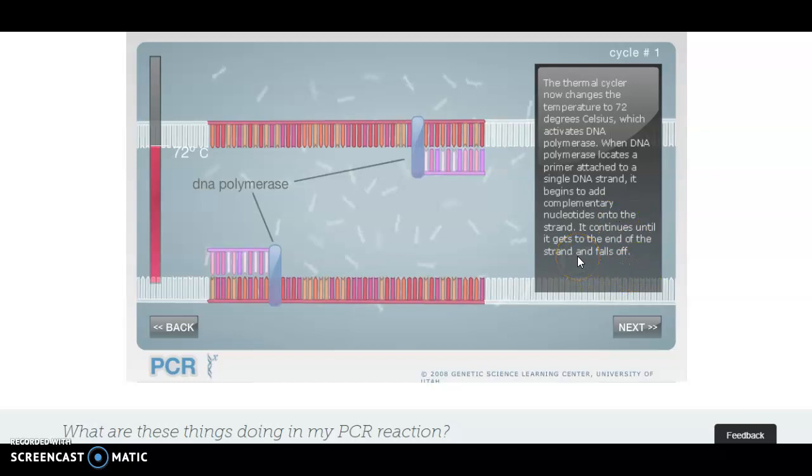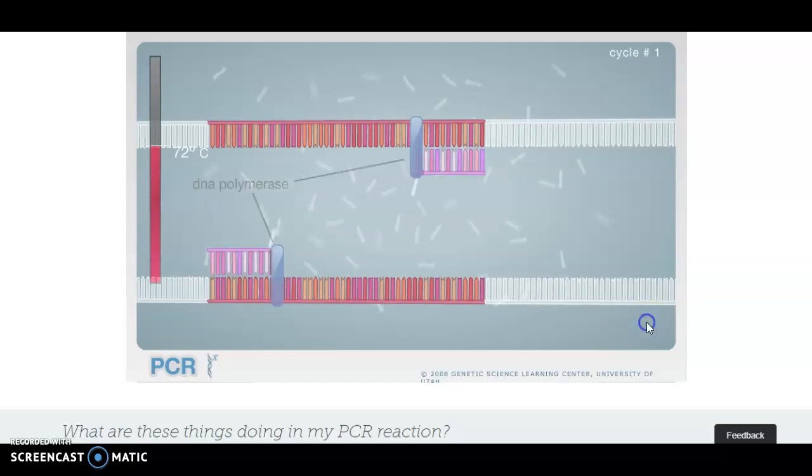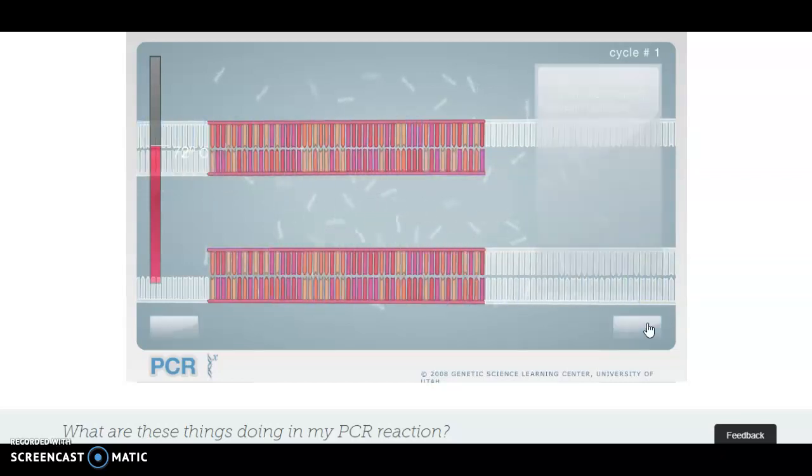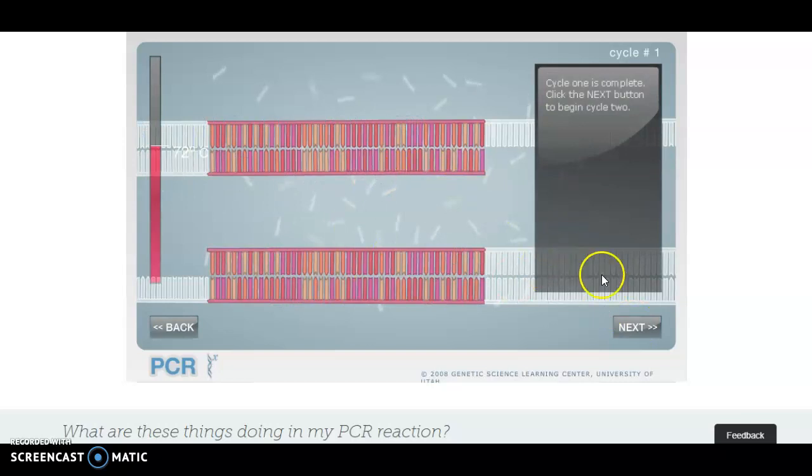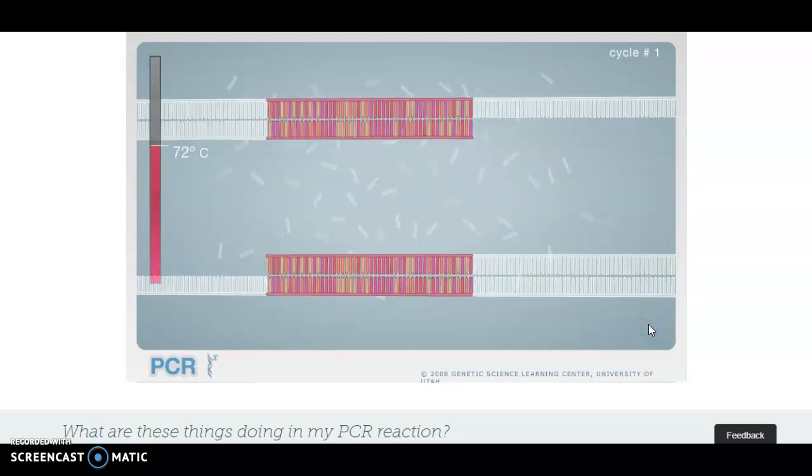So let's remember, A always goes with T, G always goes with C. As long as you have a single strand of DNA, if there's an A there, it'll pop a T. If there's a G there, it'll pop a C, and it'll just go on down the line to build a whole new segment of the DNA in question. Once it's done, it gets to the end, falls off. There you go. And we see it attaches everything it needs, and they fall off. Now that's cycle 1. Let's see what happens in cycle 2.